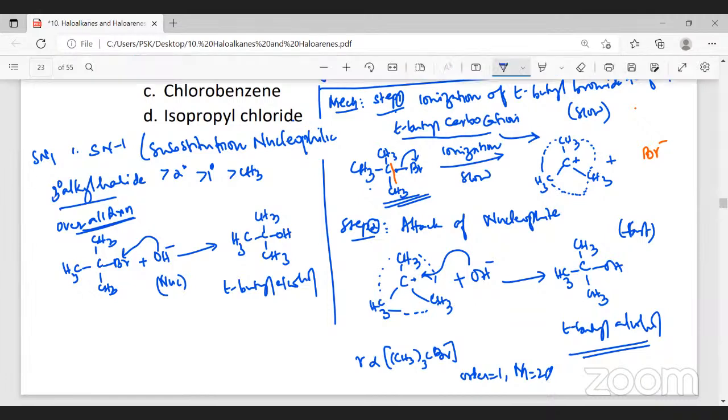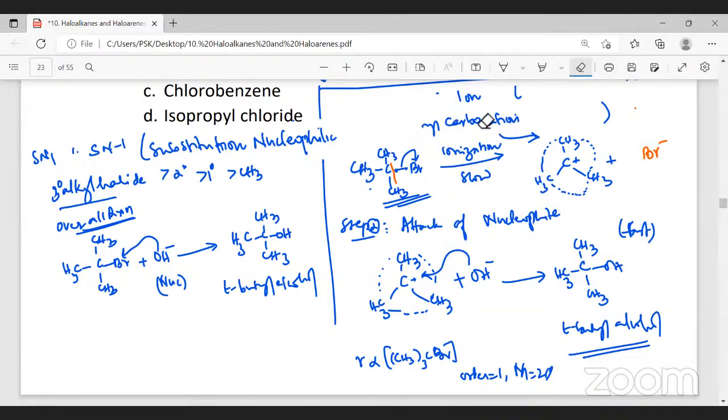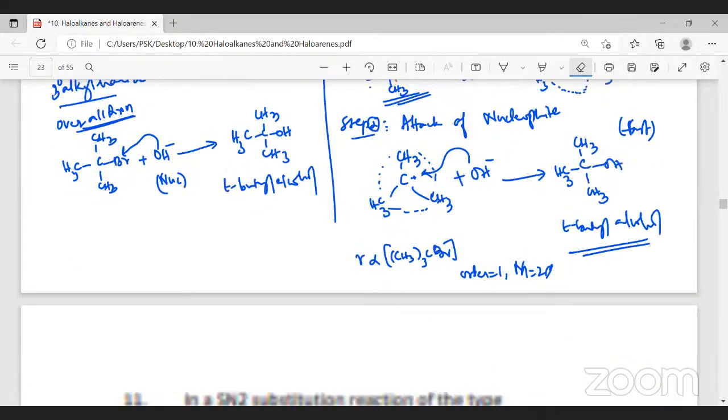Yes, sir. Now we will learn the SN2 mechanism. I'll erase this and I will work out the SN2 mechanism here itself. Right, so just give me some time. All right, we'll do it some other place. We'll do it here.